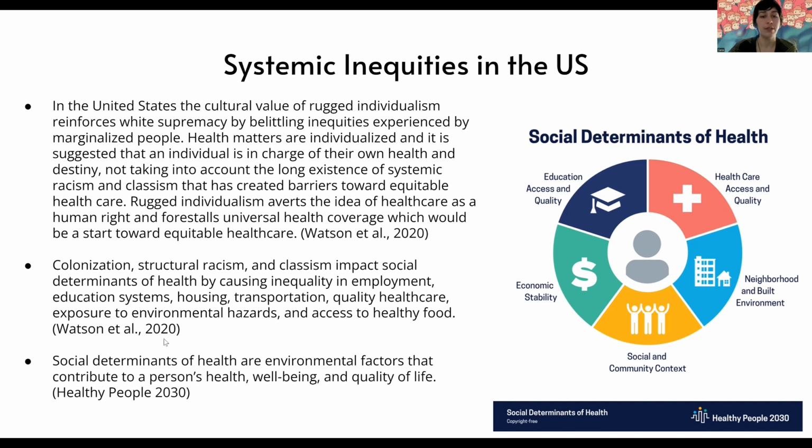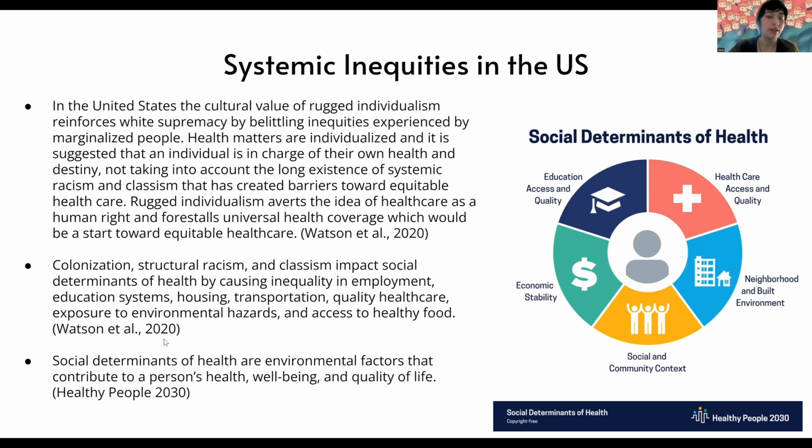Colonization, structural racism, and classism impact social determinants of health by causing inequality in employment, education systems, housing and transportation, quality healthcare, exposure to environmental hazards, and access to healthy food. All of this was sourced from a paper by Watson and other authors made in 2020 talking about the COVID-19 epidemic and seeing systemic inequities in healthcare.